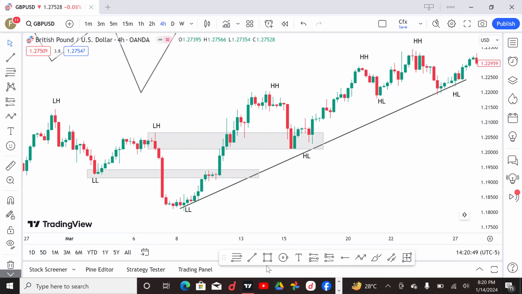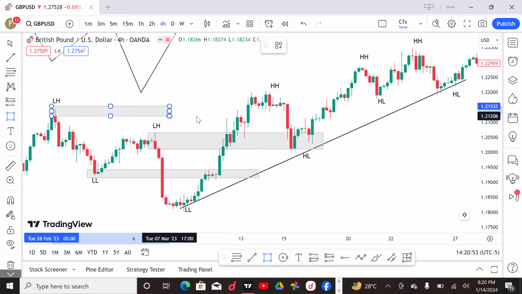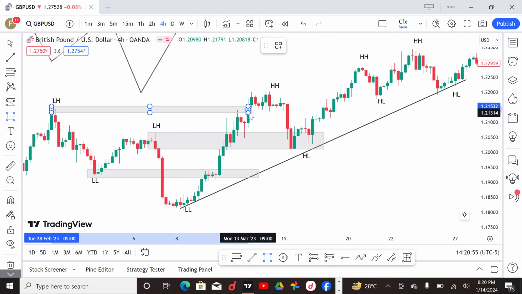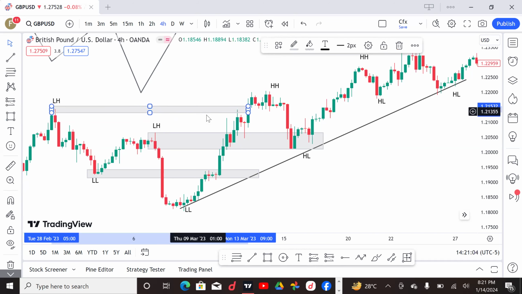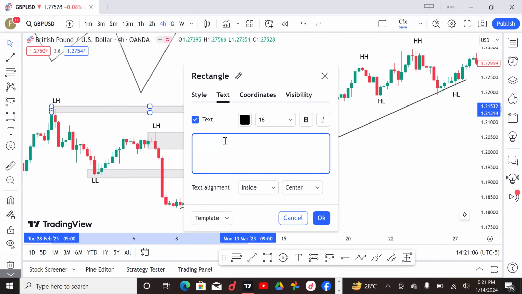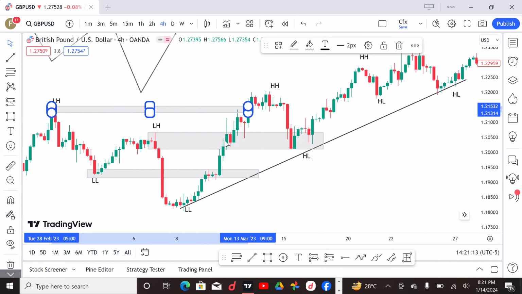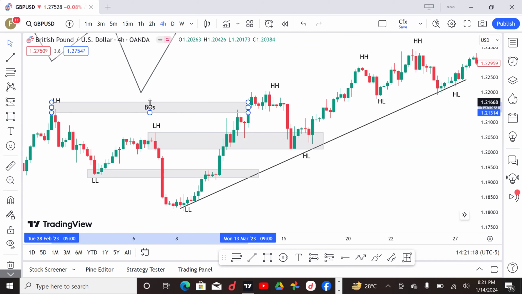Okay, let me mark that so that you don't get confused in the long run, right? You can see price took that, and took this, right? You can see what price did, giving us a break of structure. Price giving us a break of structure. So we got this break of structure right there.